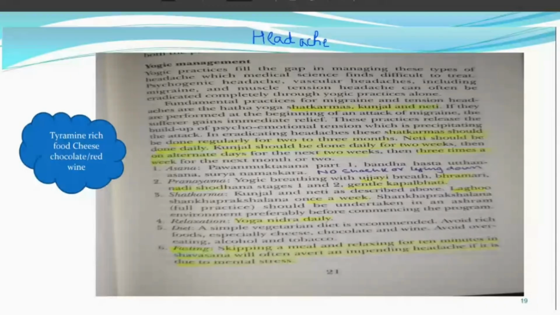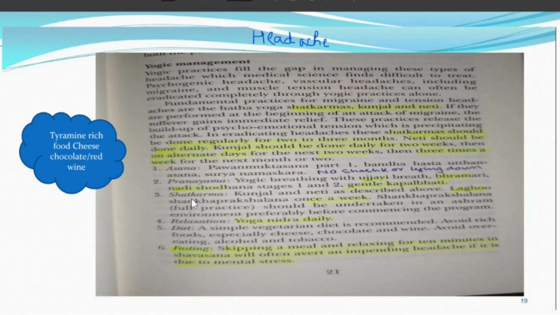But as per Bihar School, they have not given Shashank Asana or any lying down practices. So make a note of it. As per Bihar School, Shashank Asana they have not given. They have only given Pavan Muktasana 1, Bandh Hast Uttan Asana, and Surya Namaskar. Only that they have given for headache. And they have given yogic breathing with Ujjayi. Brahmari is very good. Even S-VYASA agrees on Ujjayi, Brahmari, Nadi Shuddhi, and gentle Kapalbhati. That is good for your headache.